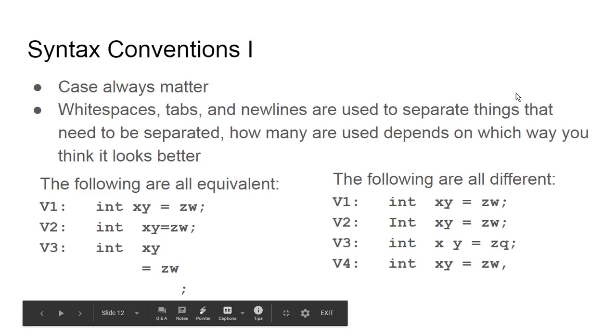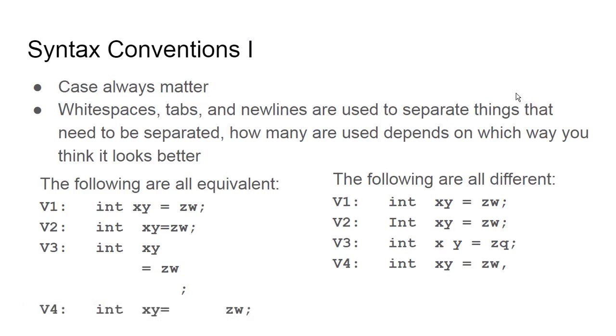First, the case always matters. So uppercase and lowercase are different. And second, you can use white space, tabs, and new lines. These are used to separate things that need to be separated. In any place, if you use one white space, it's equivalent to using multiple of them, or injecting new lines into them. They'll be the same for computers. So you choose how to use white space depending on how you want your code to look to humans, to make it more readable.